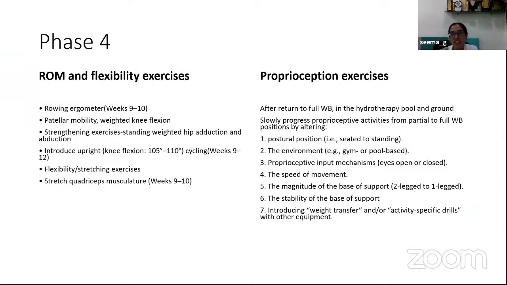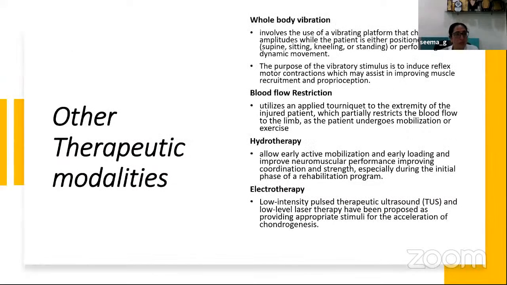So proprioceptive exercise means changing postural position, changing the environment, the proprioceptive input mechanism, that is with eyes open or eyes closed, the speed of movement varied, the magnitude of the base of support, whether one is standing on 2 legs or on 1 leg, and then reducing the base of support to see the stability, and introducing weight transfers or activity specific drills. As we say, most of the sports people are seen into it. So going to their activity specific drills is a progression.